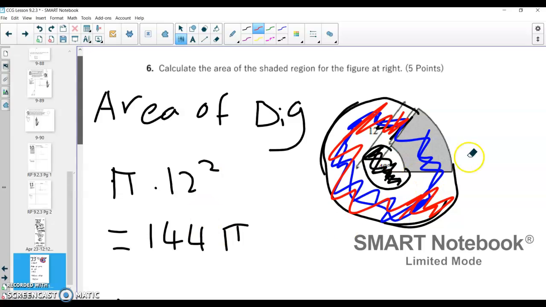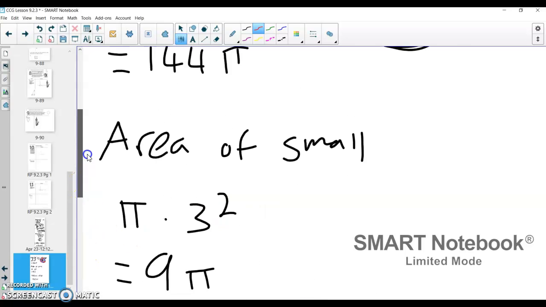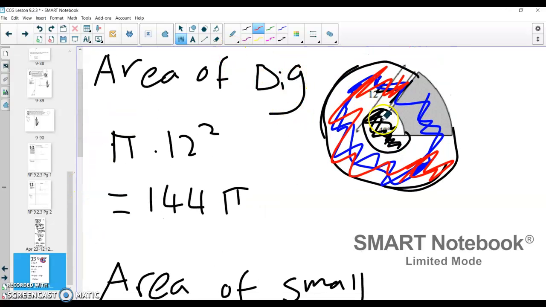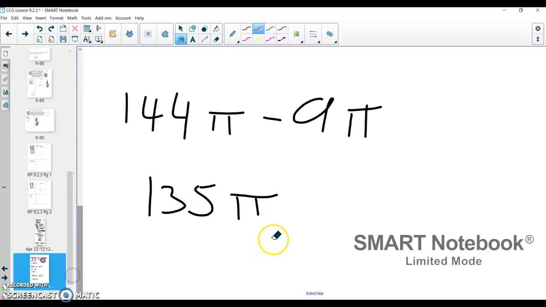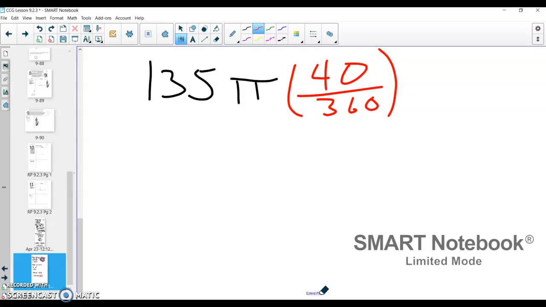And so what I'm going to do now is take my answer of 135 pi and multiply it by the portion that I want. And that portion that I want is really this 40 out of the total 360. And so I do 135 pi being multiplied by 40 out of 360, that portion. And then I do it on a calculator and I should have my answer.